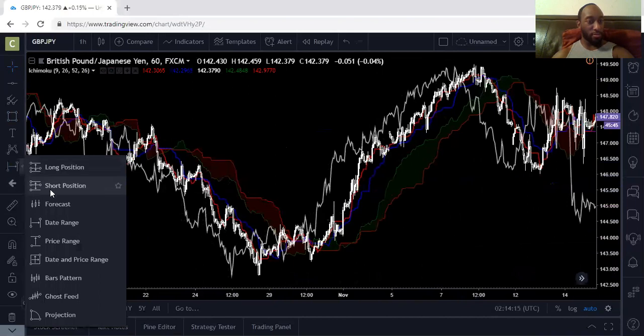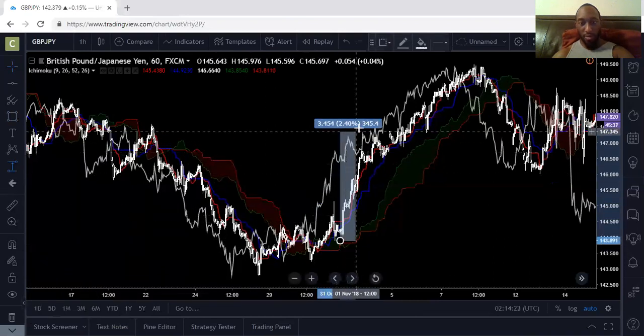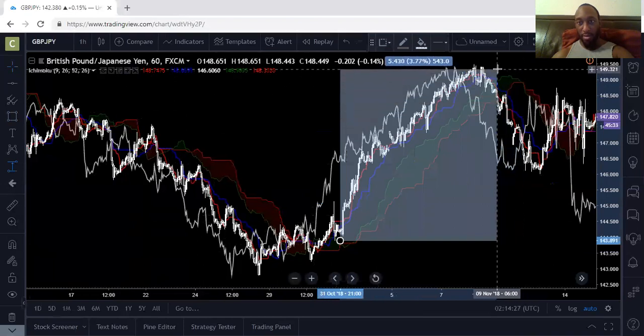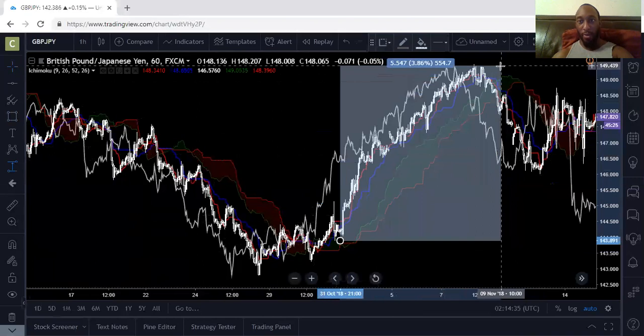So let's just say, where is it at? Price range. Here we go. Now, if you caught that whole ride, that was 544 pips off the hour.